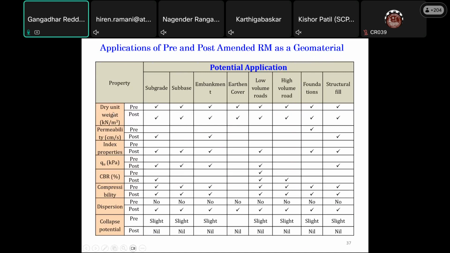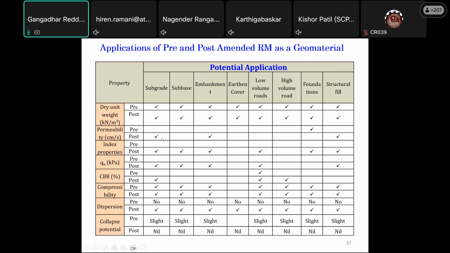So dry density, as I said, the different guidelines I have shown in some of the slides, you can use pre-treatment, post-treatment, for all applications. Permeability, I have not shown the results, but the permeability of the red mud is in the range of clay soil only, 10 power minus 6 centimeters per second. So this can be used as a structural fill material, so that will be good.